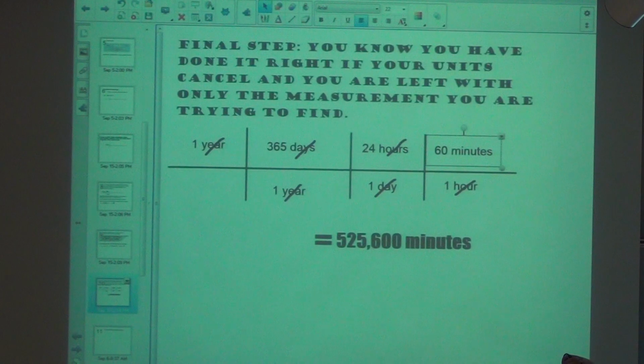Some of you might have actually known that answer ahead of time if you've ever watched the Broadway musical Rent. One of the songs in there, Seasons of Love. It's 525,600 minutes. It's a measure of time. Figured out by using dimensional analysis.